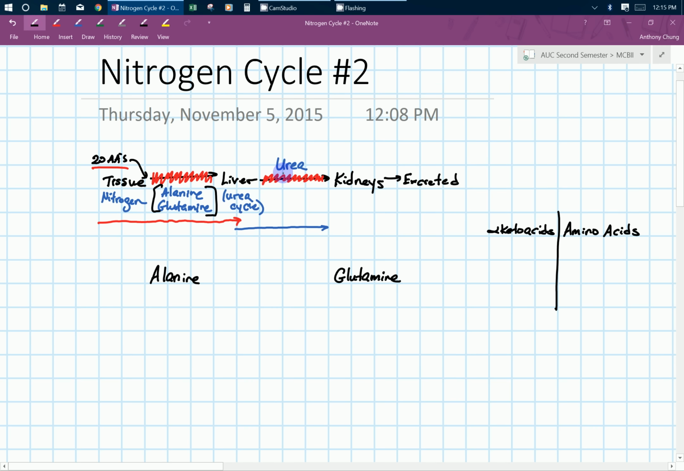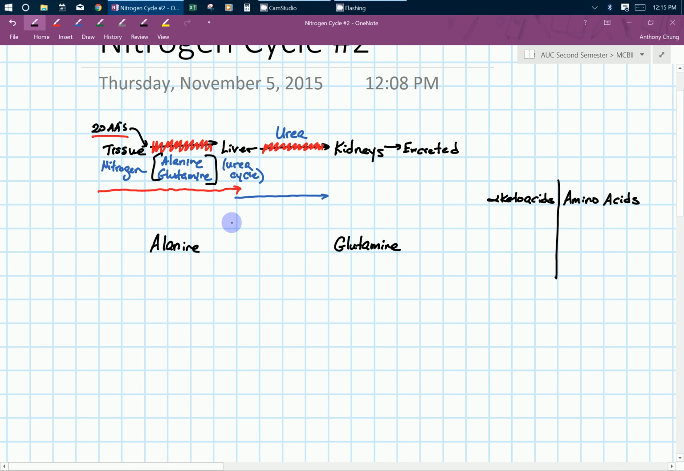So before we continue with this one, I have to tell you that there are two main substrates for the urea cycle. The first main substrate for the urea cycle is going to be ammonia. And then the second one is going to be aspartate. So these are our end goals. This is what we need to change our alanine and glutamine to. But the process is not really straightforward.